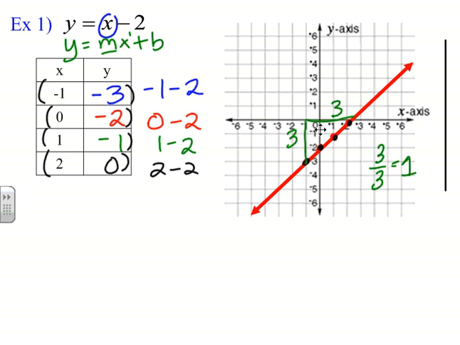Now let's see if we can check another one out right here. 1 over 1. And isn't 1 divided by 1 also equal to 1? So we can prove that slope is a constant. So this meets all the criteria of a function, a linear function.